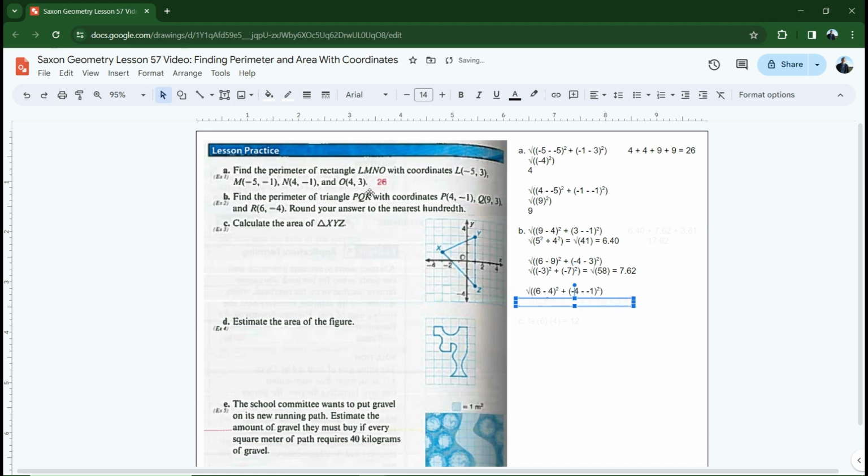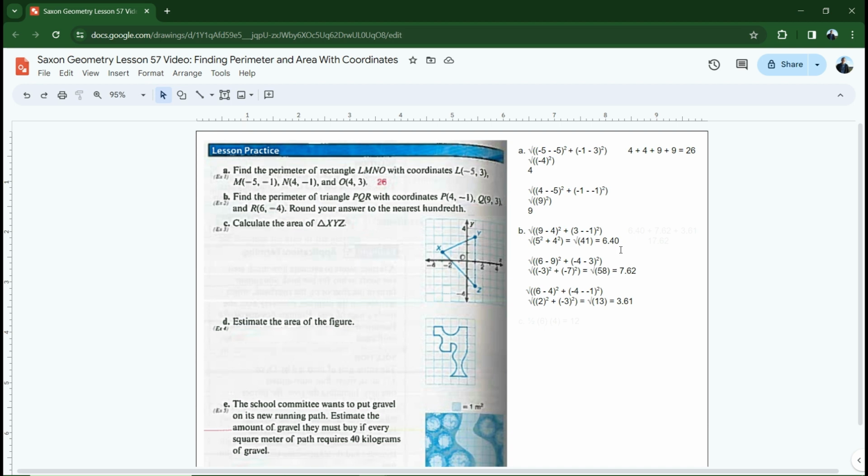PR is going to be, let's see, x2 minus x1, 6 minus 4 squared plus negative 4 minus a negative 1 squared. Here we have some negatives management. Negative 4 minus negative 1 is plus 1, so this is going to turn into 2 squared plus negative 3 squared. That's going to be 4 plus 9 is 13. The square root of 13 is 3.61.